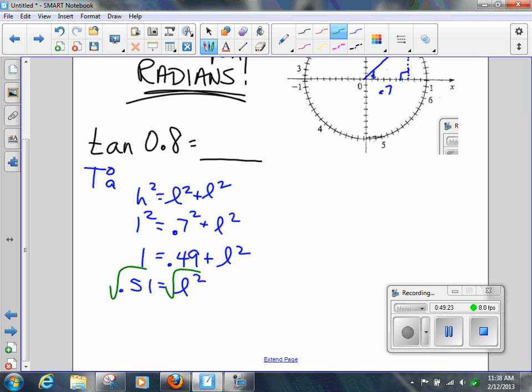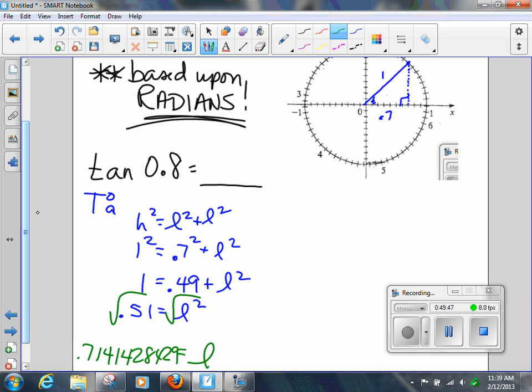It's a long number. May I use your calculator? Thank you. You will understand why in just a second. Point 714142842. Holy moly. Don't write the whole thing. Suck it up. Do it. It's all in your calculator. What is it? Get your calculator out. Here we go. 0.7141428429. Holy moly. That's tangent, opposite over adjacent.